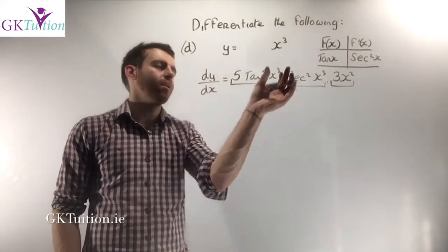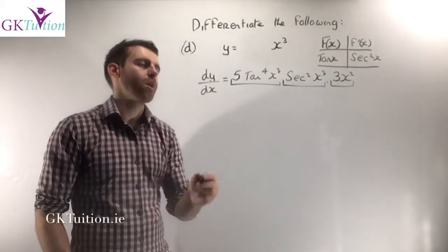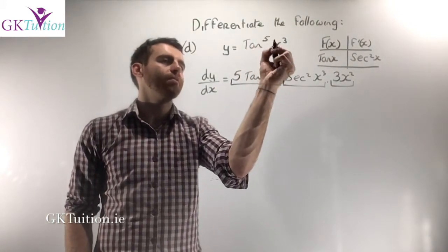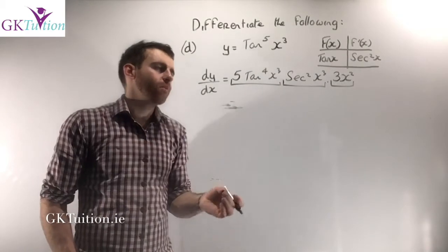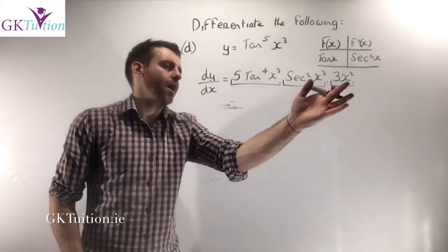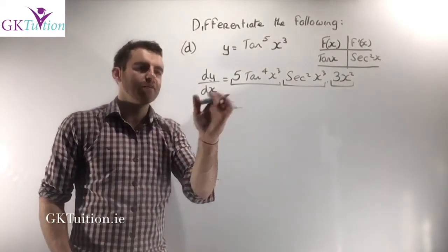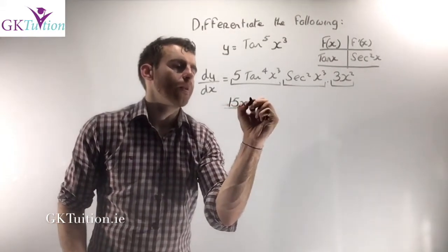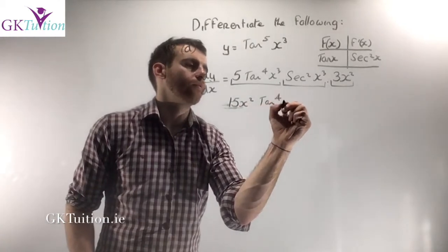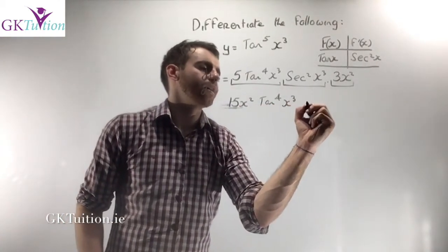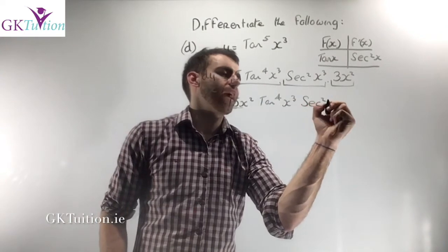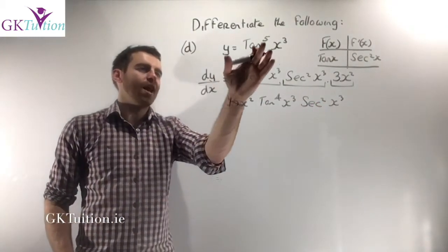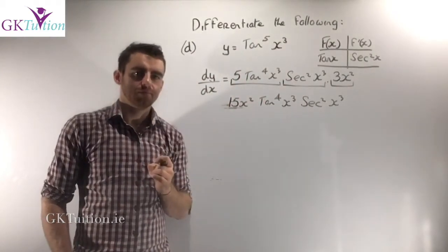I've dealt with my power, I've dealt with my trig, I've dealt with my algebra. So let me just plug back in. The original question was tan to the power of 5x cubed. Now to simplify this, there's not a lot we can do, but we can multiply 3x squared by the constant 5. 3x squared by 5 is 15x squared. And then I've just got two different trig functions, so I have to just list them out. Tan to the power of 4x cubed, sec squared x cubed. And that's my final answer for the derivative of tan to the power of 5x cubed.